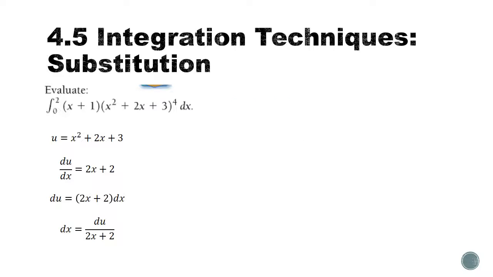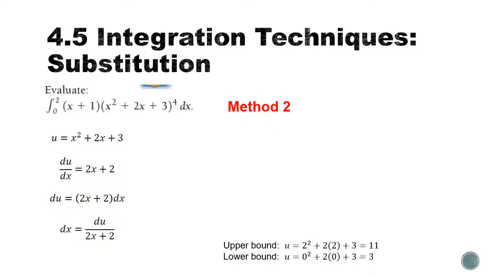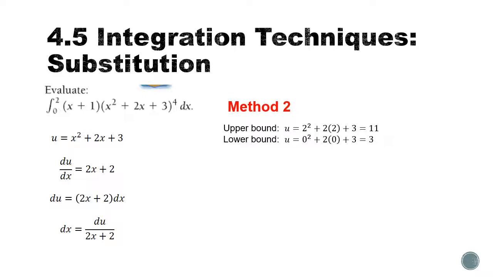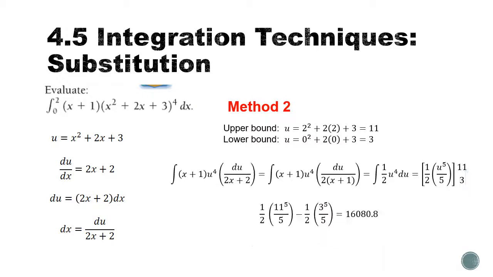Method 2 starts the same way. Everything's the same substitution, but here's the added thing. Remember we said u is x squared plus 2x plus 3. Well, we're going to put in the upper and lower bounds for x. So the upper bound was 2. 2 squared plus 2 times 2 plus 3 is 11. Then we do the same with 0. Put in 0 for x, and we get that u is 3.